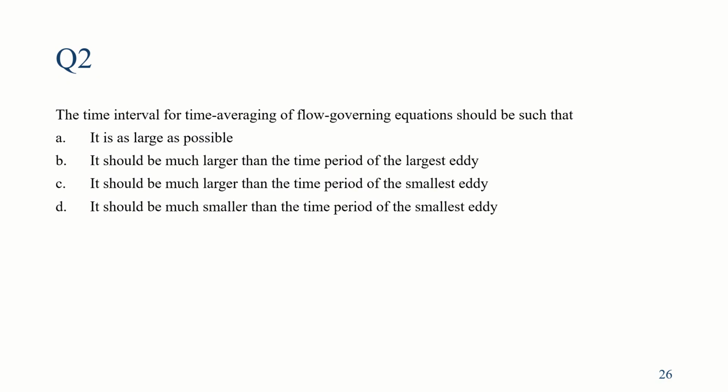First one, it is as large as possible. It is not the case because we are not going to have a large time interval for time averaging. Generally, we would be leaving out the initial and the end conditions, and we would be taking the middle. Then option B, it should be much larger than the time period of the largest eddy; or larger than the time period of the smallest eddy; or smaller than the time period of the smallest eddy. So the answer should be B, because we are time averaging things.